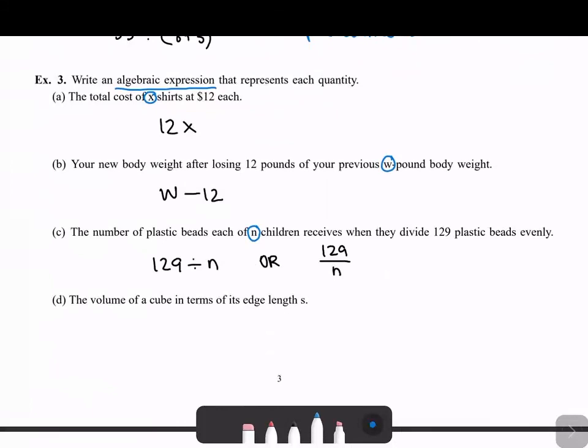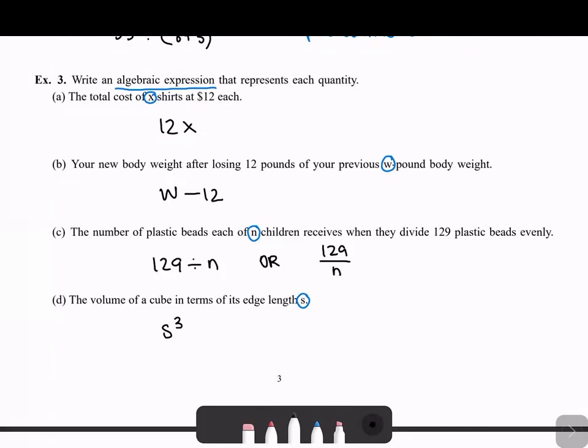And lastly, the volume of a cube in terms of its edge length, S. So the volume of a cube, right? A cube has equal everything. The square has equal sides and the cube has equal height. So remember that volume is length times width times height. The square tells us we have equal length and width, and the cube has the same height. So this is just going to be S cubed, where S represents length and width and height.